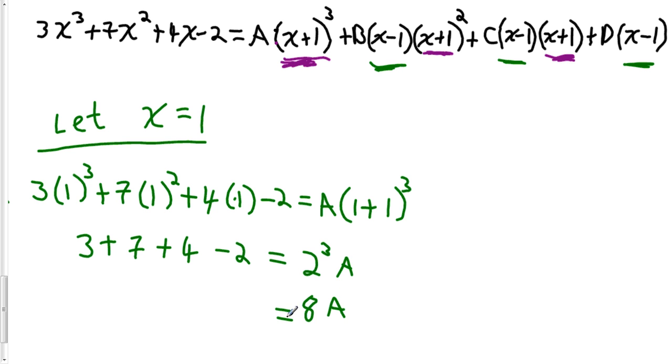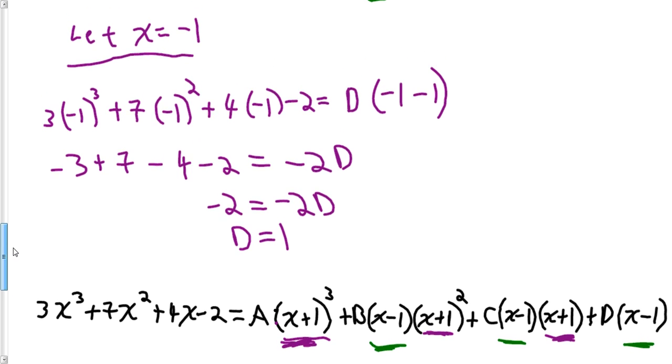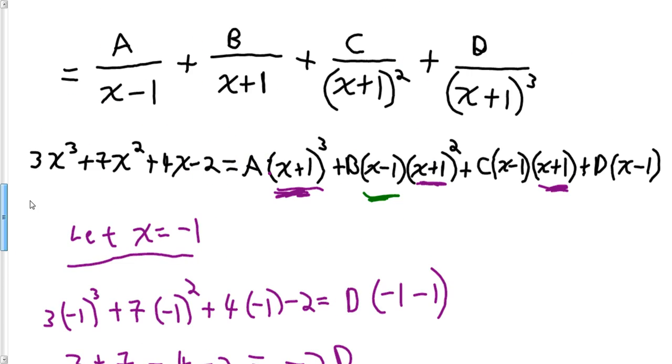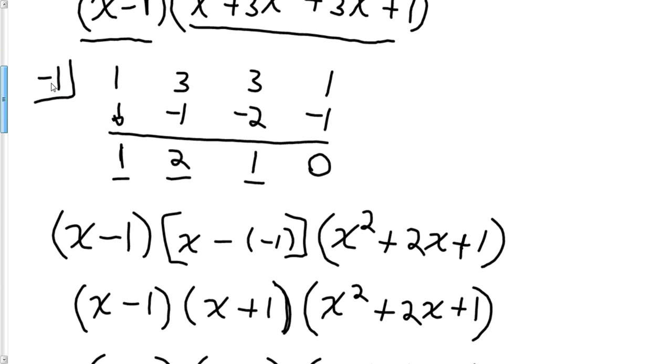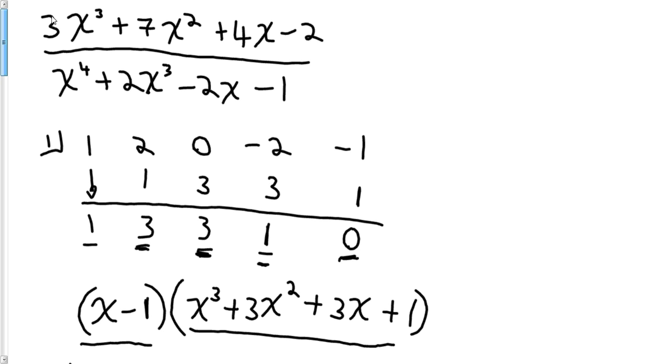And on the left hand side, I have 3 plus 7 is 10. 10 plus 4 is 14. Oops. Let's see. And 14 minus 2, I think I copied that incorrectly. Yes, the original problem is a minus.